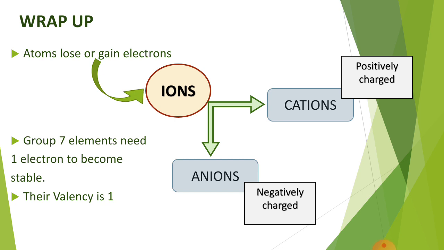Group 7 elements need 1 electron to become stable, so their valency is 1. However, group 8, the noble gases, do not react, they are already stable, so their valency is 0.